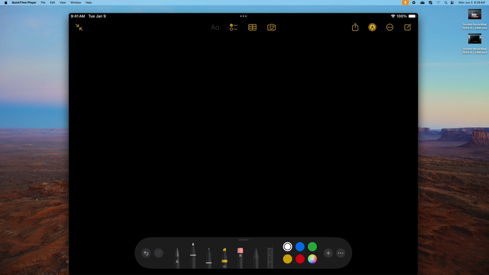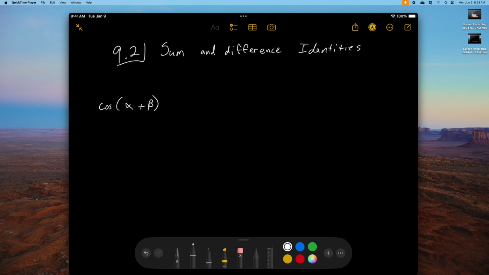Okay, so for 9.2, we're going to look at some more identities, and these are going to be called the sum and difference identities. These are just more identities that we can use with our trig functions. It's going to be taking something of the form of two angles added together, that's a sum formula, and then we have a difference where they're subtracted.